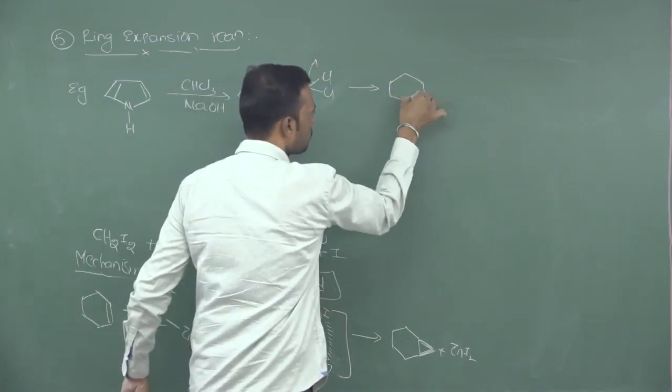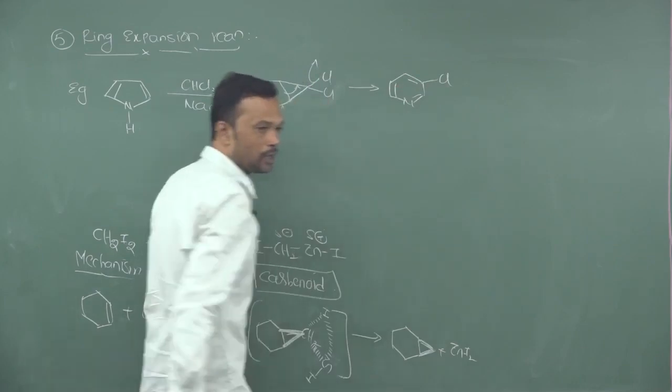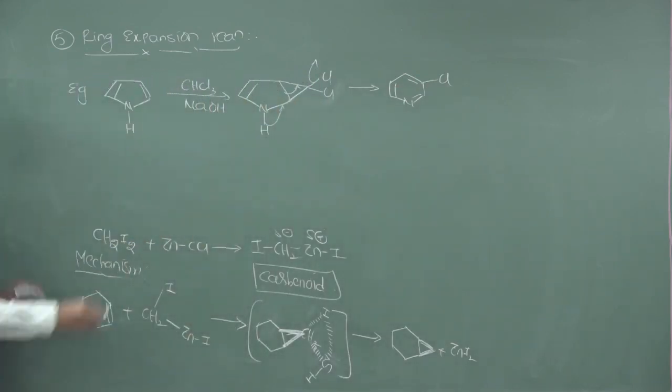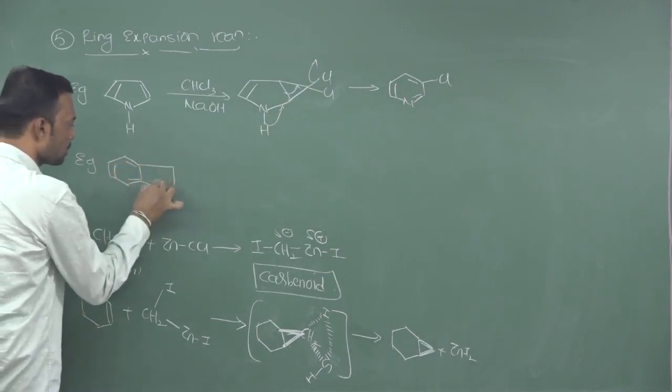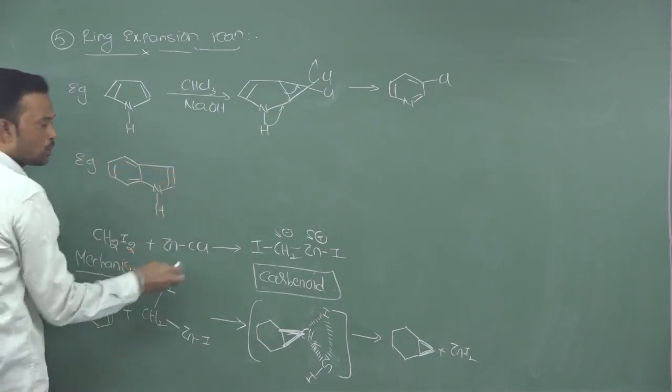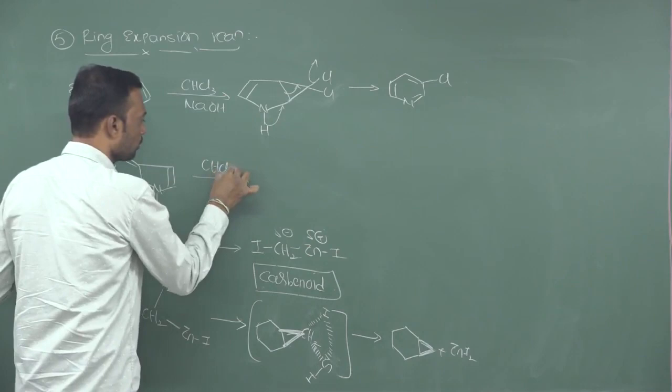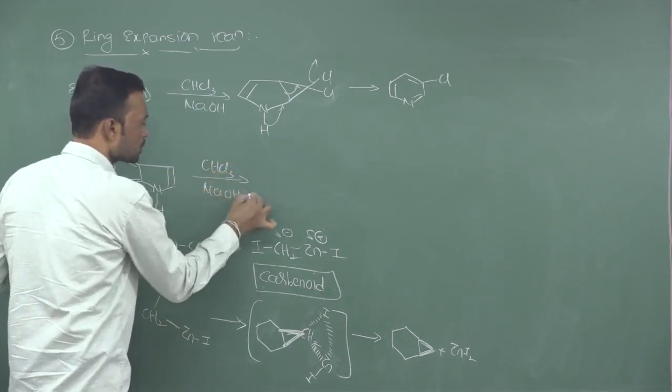Can I expect 3-chloropyridine or not? It is a ring expansion product. So not only this, even it is applicable for indole. Can I write the same mechanism? Suppose I give chloroform in sodium hydroxide. So what is the ring expansion product?